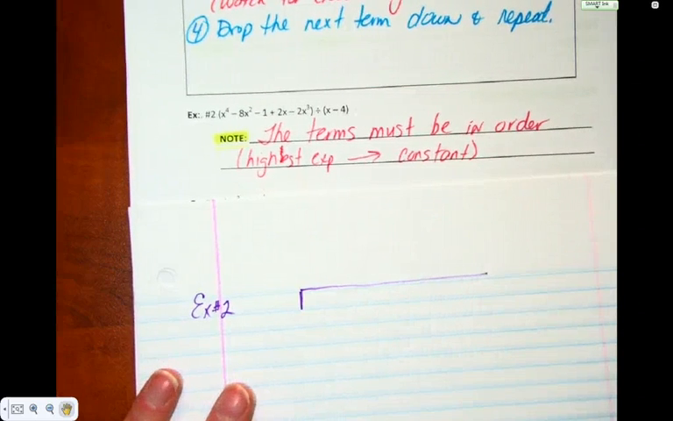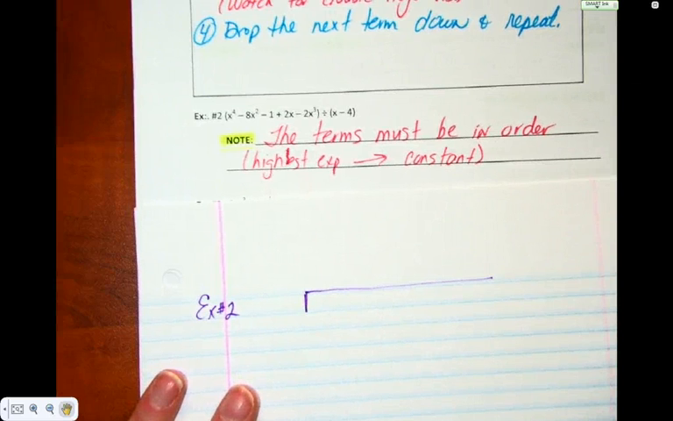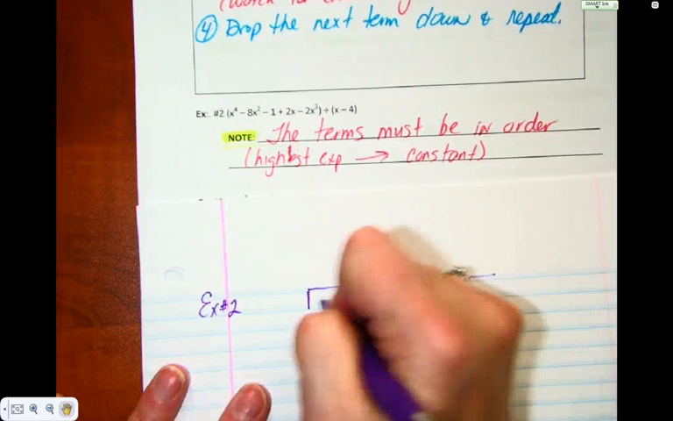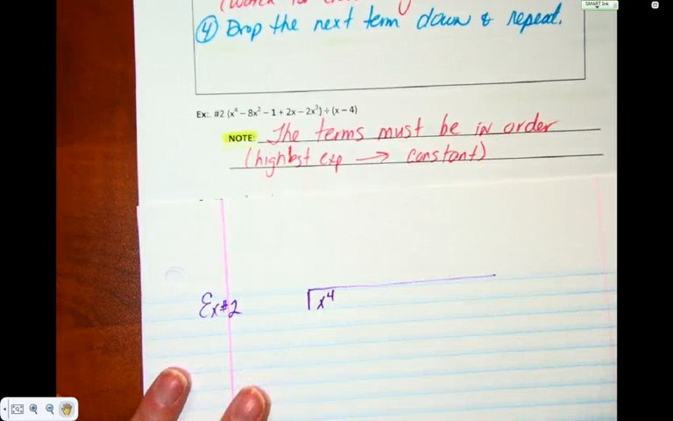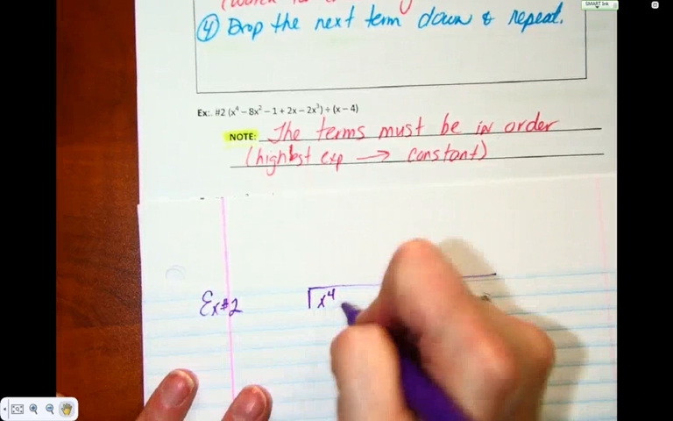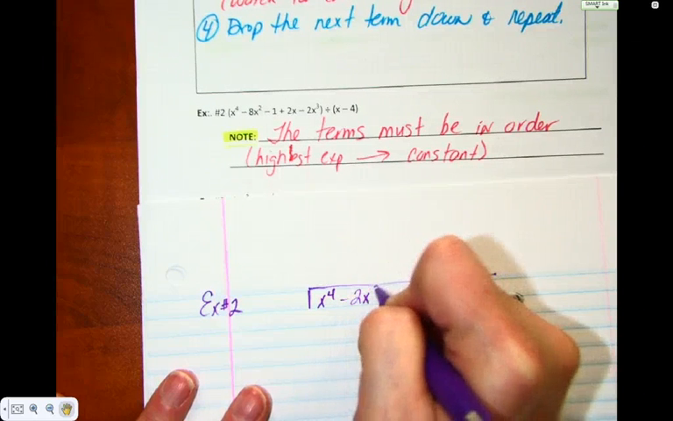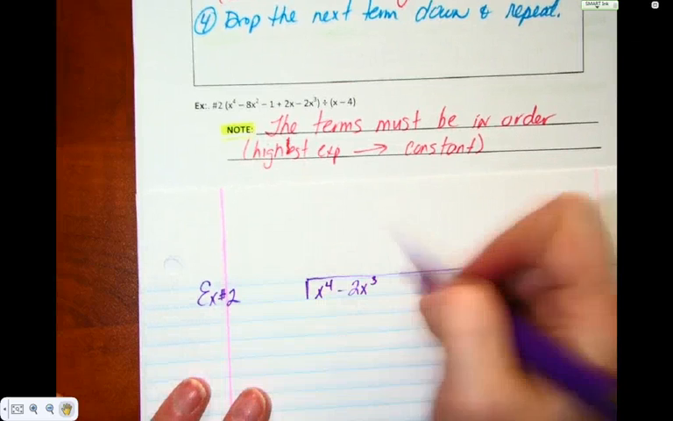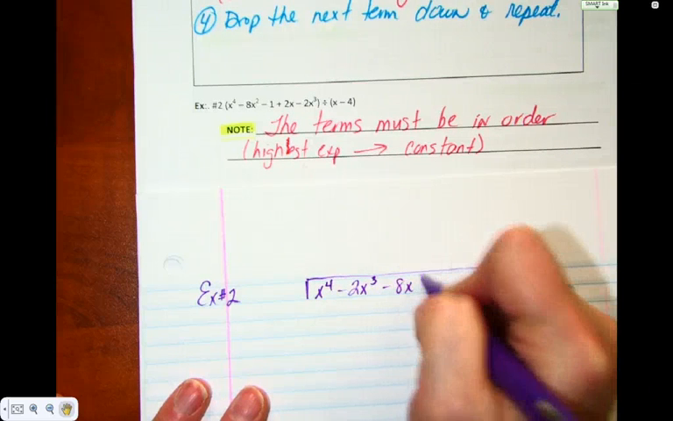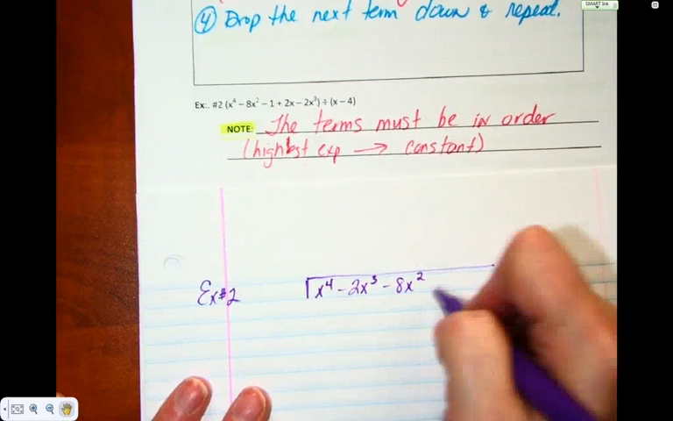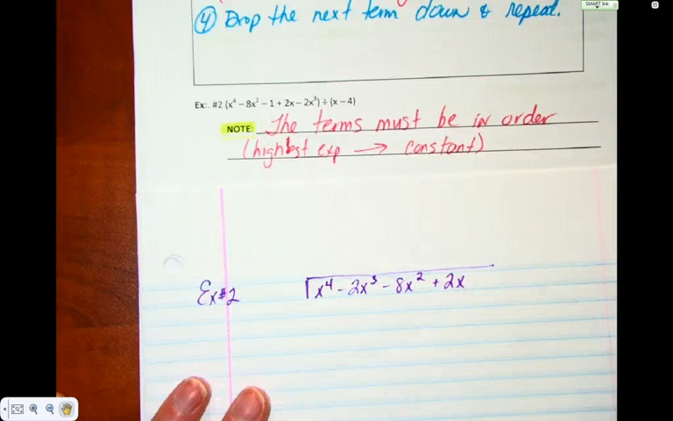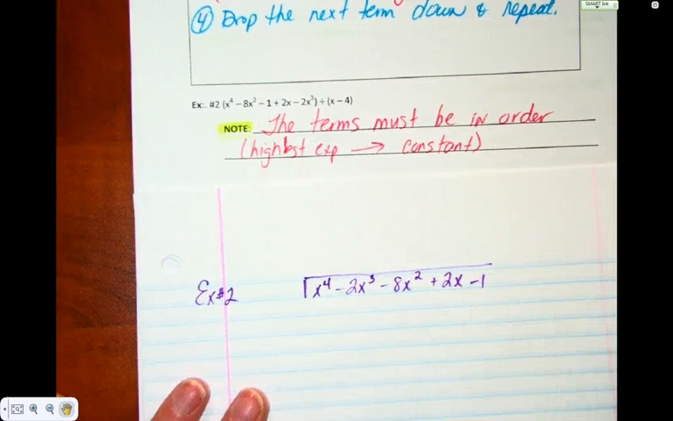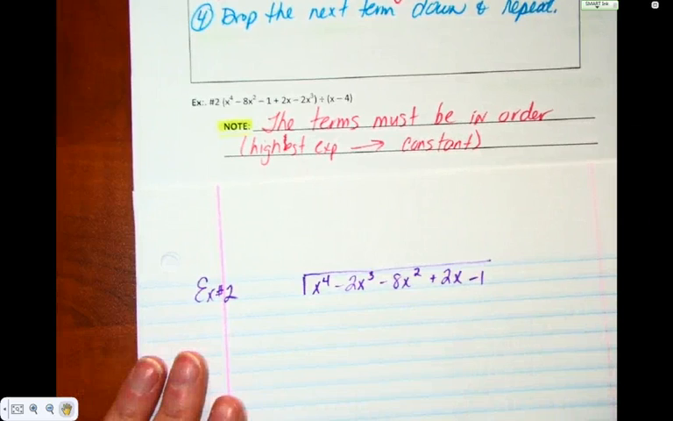Okay, division sign. Polynomial underneath in order, so x to the 4, and then... I think you meant cubed. And then, and then, and at the end. And what goes on the outside?